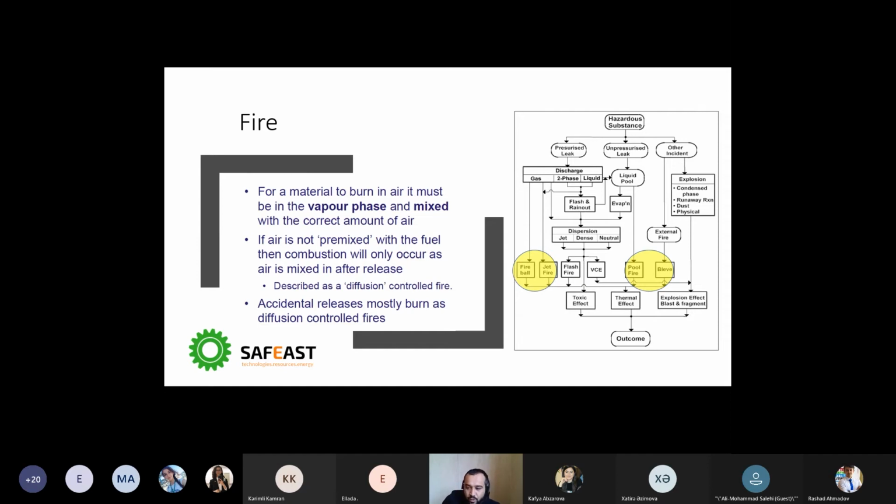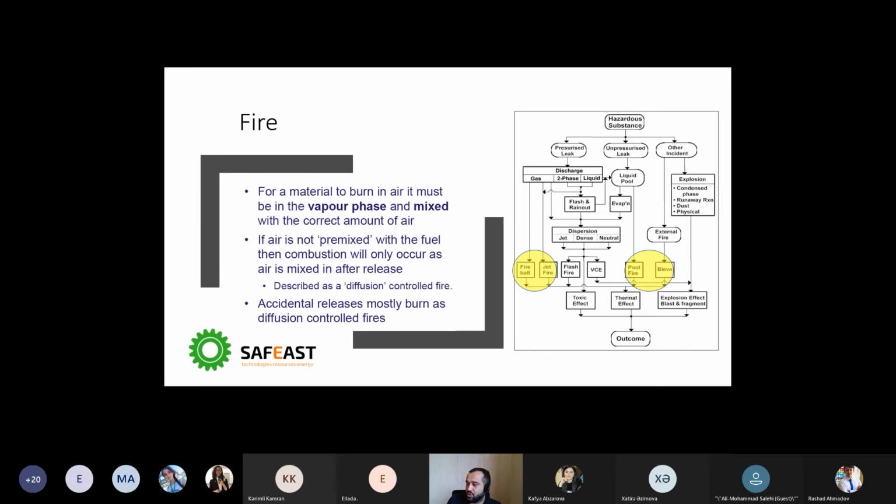And this is called diffusion controlled fire, and you will see what it means in terms of the different types of fire. But as an idea, you can imagine that most fires from all these accidents, incidents, and hazardous scenarios burn as diffusion controlled fires, because you are not intending to make a fire. You don't want to premix the air with the fuel as they release. So fire happens as air is mixed after release.